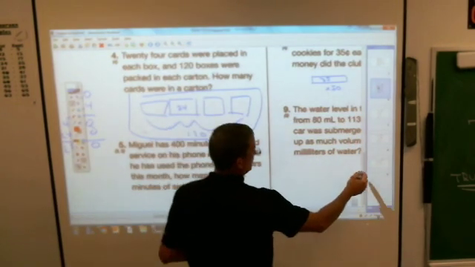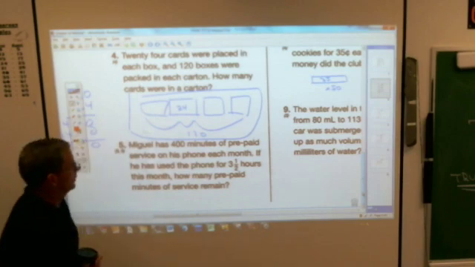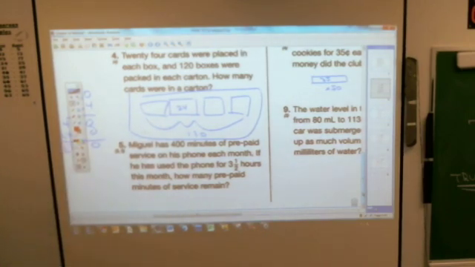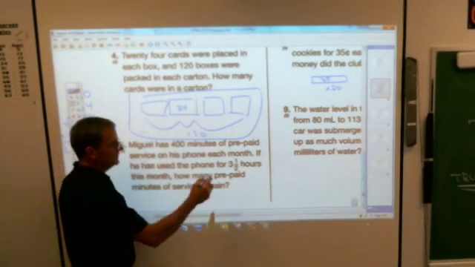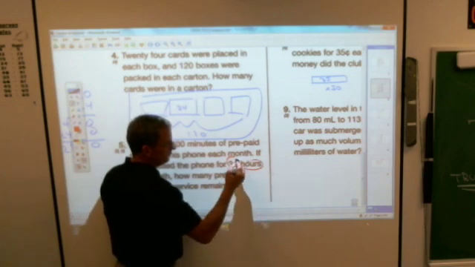No. Oh, Miguel. Miguel has 400 minutes of prepaid service on his phone each month. If he's used the phone for 3.5 hours, how many prepaid minutes of service remain? What's the problem on number 5? One thing is in minutes and one thing is in hours. You are going to need to change this into minutes.